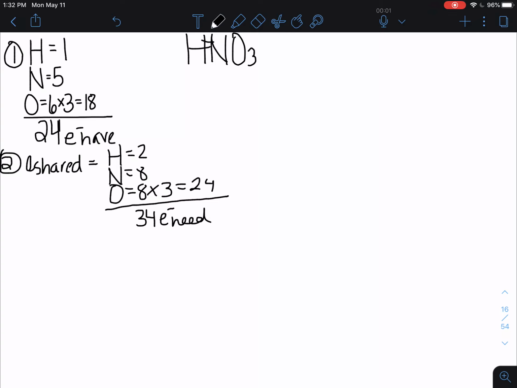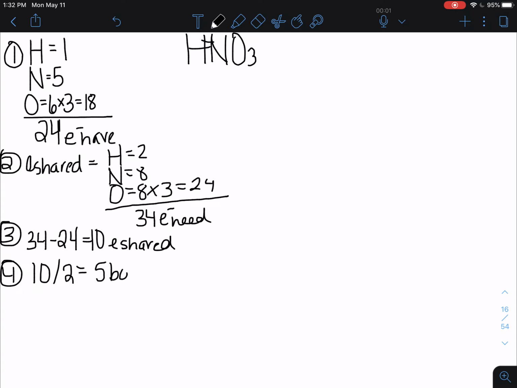And then what we're going to do is calculate the number of bonds. So remember, the number of shared electrons is going to be E need minus E have. So that's 34 minus 24, which is 10 E shared. And then finally, the number of bonds is going to be, not 5, sorry, I jumped ahead of myself. That's 10, and the number of bonds is going to be 10 divided by 2, which is 5 bonds.